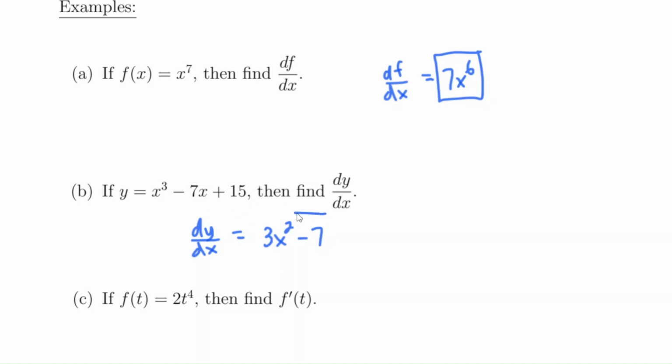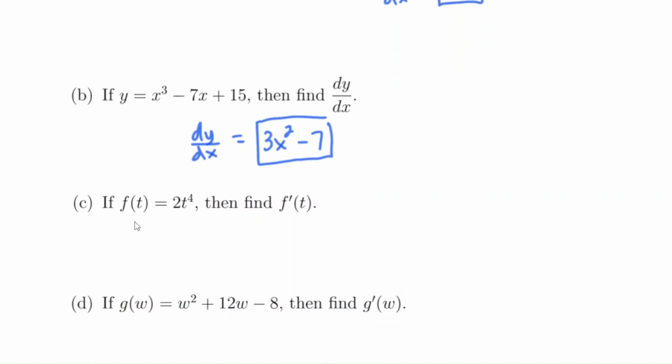And the derivative of 15 is 0. We don't even have to write it. Okay, now sometimes you're given a different variable instead of x. What if you have f of t equals 2t to the 4th? What is f prime of t? Well, f prime of t is going to be 8t cubed.